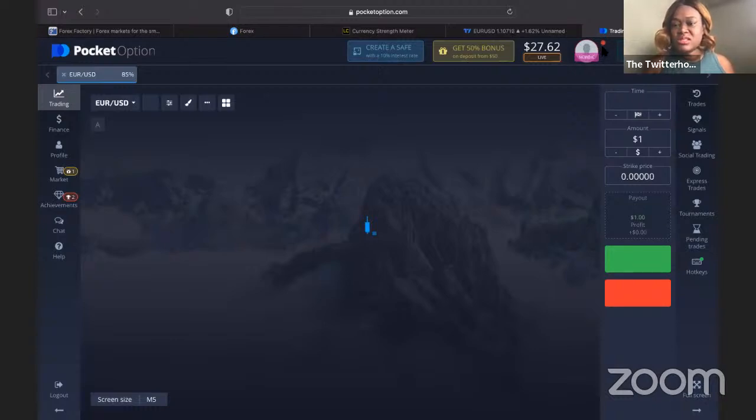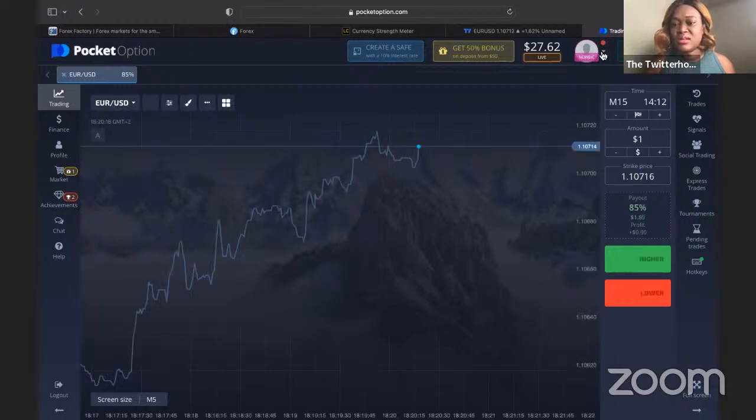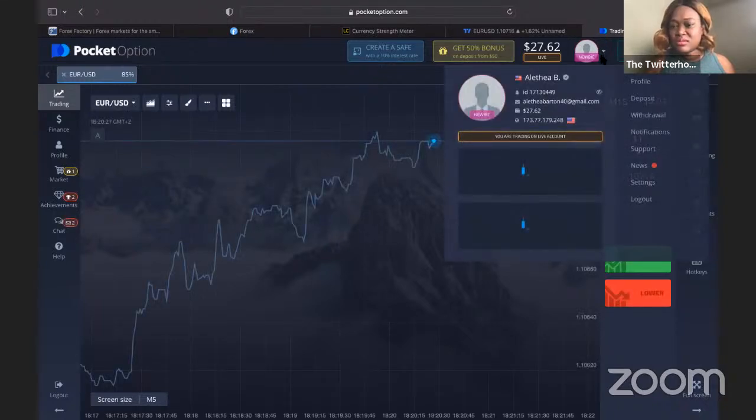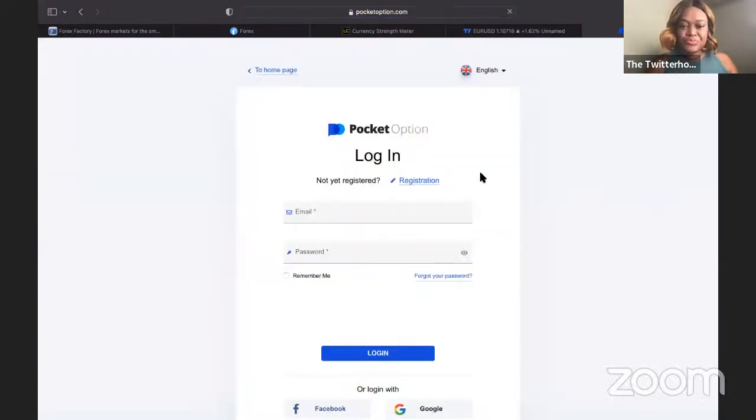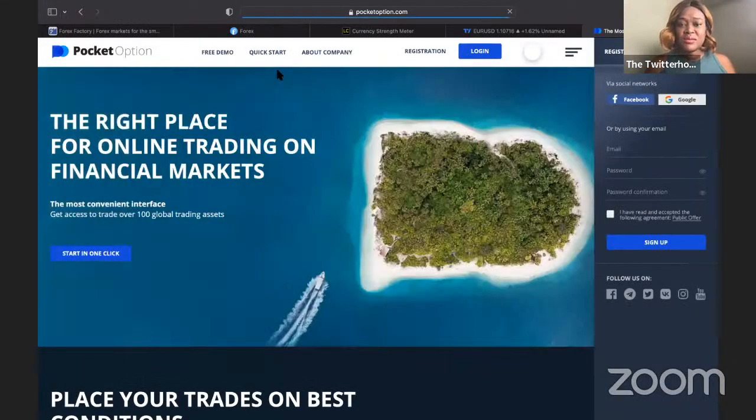Why is this taking 10 years? Okay. Here we go. Let's log out. All right. So when you go to pocketoption.com, you'll see this beautiful island.